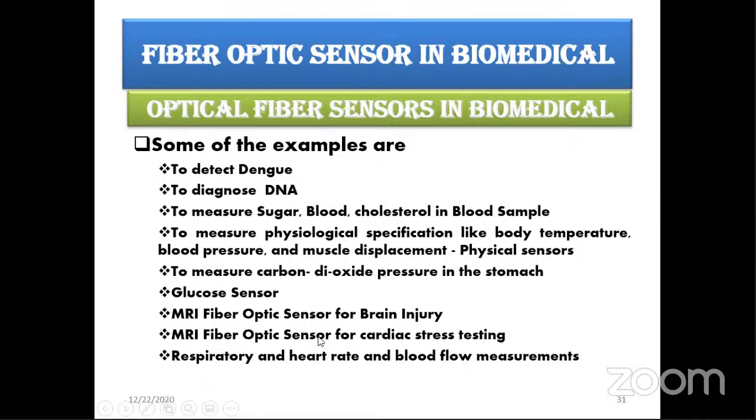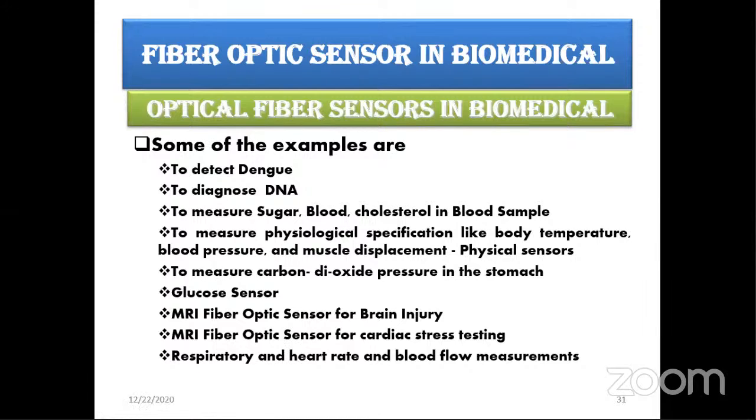And MRI fiber optic sensor for cardiac stress testing. Actually, this is used for remote sensing also. So even if the treadmill and imaging system are located remotely, we can get the cardiac stress testing result. And this MRI fiber optic sensor is used to provide patient safety over ultrasound techniques. Nowadays we have MRI scanning. In this there will be some noise, but by using these fiber optic sensors, the noise will be reduced.